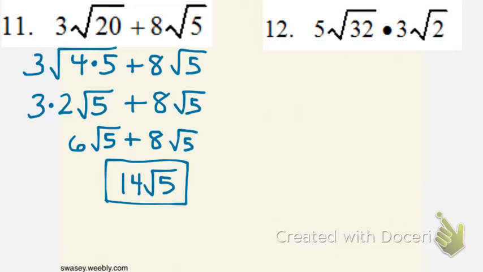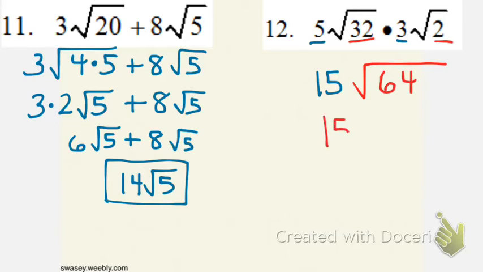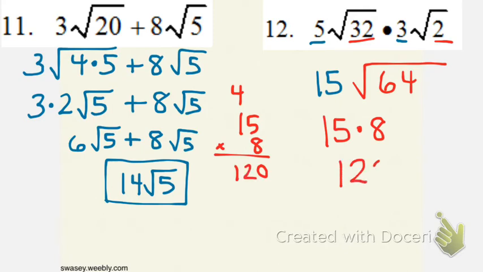Number 12, we're not adding, we're multiplying. So we're going to multiply the numbers in front. So 5 times 3 gives us 15. And then underneath the radical, we have 32 times 2 gives us 64. And then square root of 64, that's 8. And then 15 times 8, if you don't know it, you can multiply. 8 times 5 is 40. Write 4 down. 8 times 1 is 8 plus 4, 12. So we get 120. Notice that there's no square root in our answer.